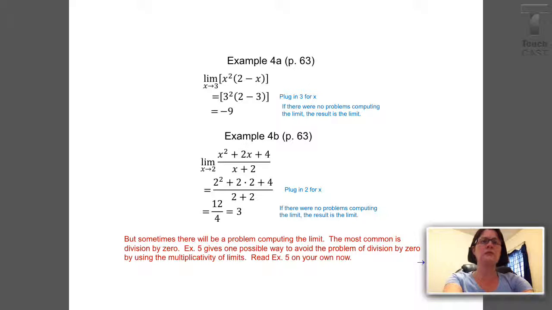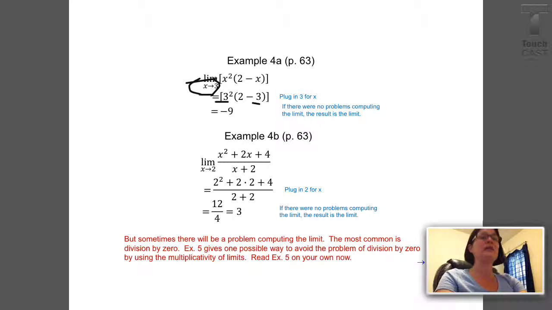So here, I'll use the whiteboard. If I want the limit as x approaches 3 of x squared times 2 minus x, I'm just going to take that value, x equals 3, and plug it in. So now I'm going to replace that x with 3, replace that x with 3. I can try to evaluate this expression, and it turns out I'm able to. I can evaluate that to -9. Nothing bad happened. I didn't have to divide by 0. If that works, -9 is my limit. There was no problem here. This is the easy case.